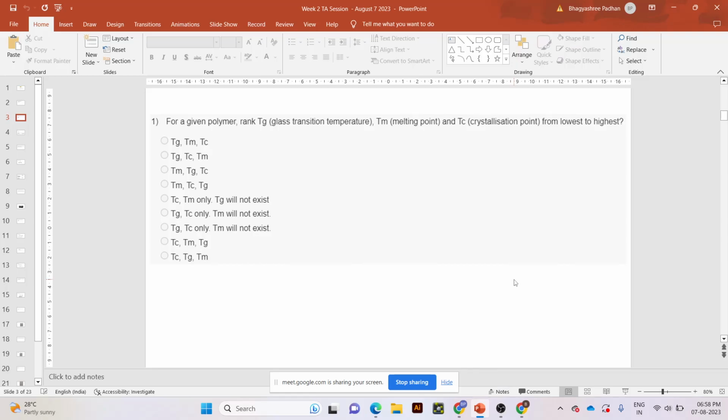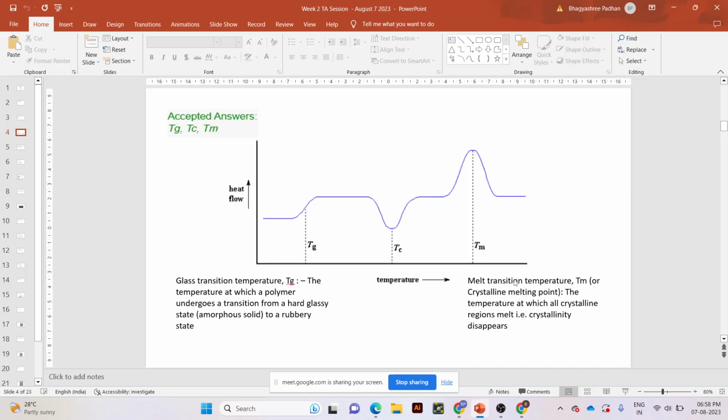So the first question is, for a given polymer, rank the glass transition temperature Tg, melting point Tm, and crystallization point Tc from lowest to highest. The answer will be the second option, Tg, Tc, and Tm. First the glass transition temperature, then comes the crystallization point, and then the melting temperature. You can easily get this plot if you go through the lectures.